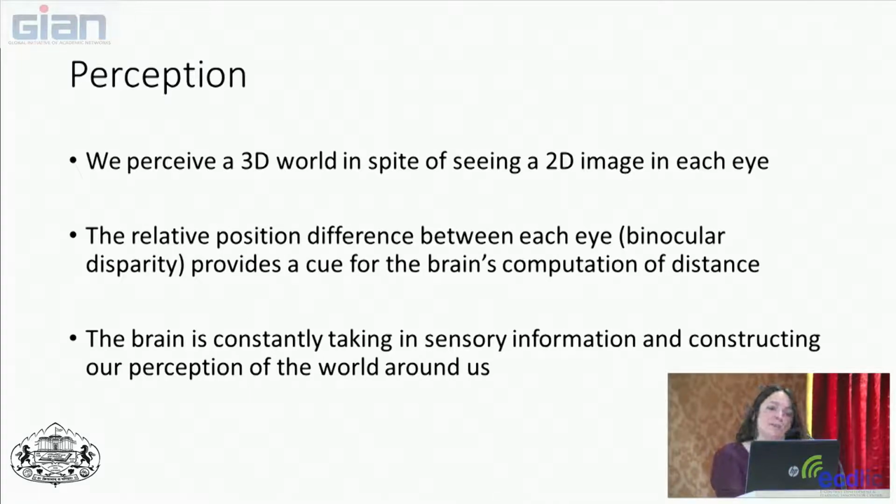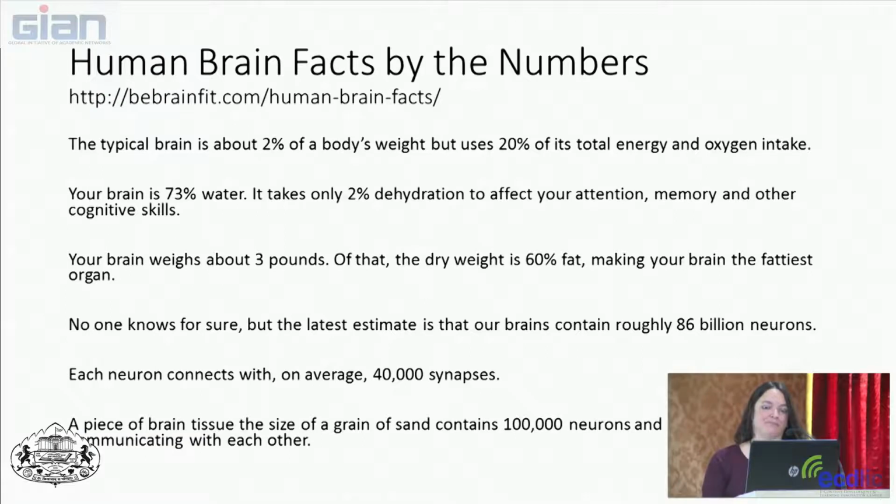And as I mentioned before, the brain is constantly taking in sensory information and constructing our perception of the world around us. So what you're actually seeing and taking in is a model that your brain is producing to help you understand what the world is around us. And we'll see a little bit more of this as we go through the course.